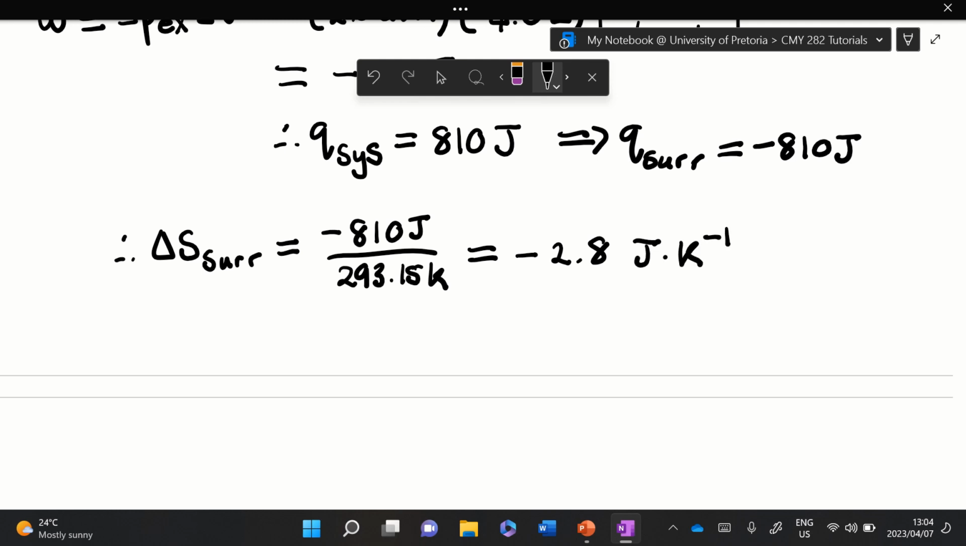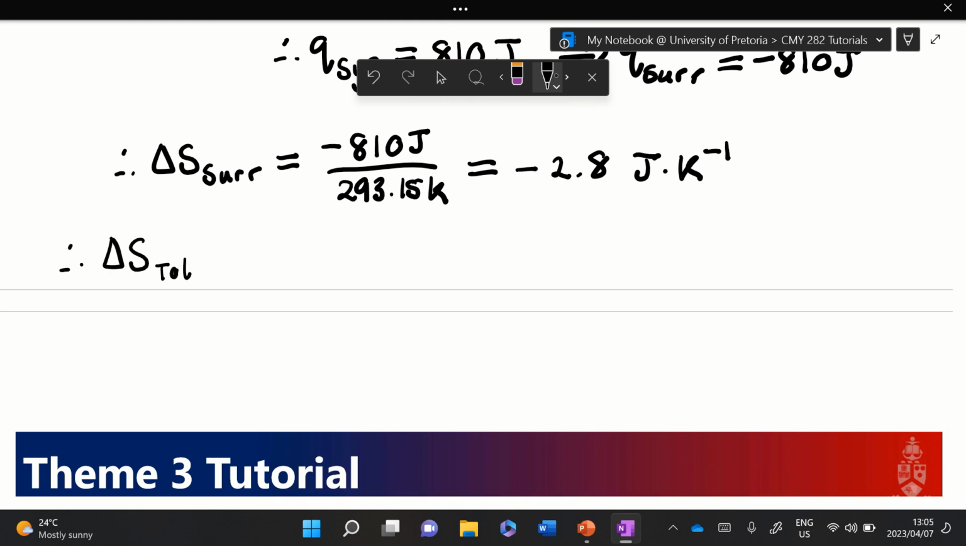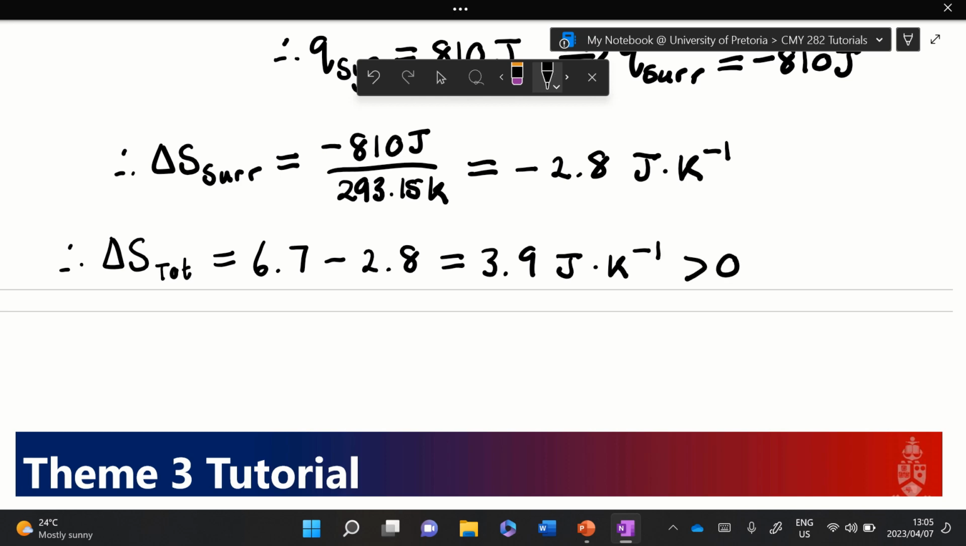Right. So then in the end, we can have our total entropy, which is equal to that 6.7 that we had for the system, 6.7 minus the 2.8 we have here, which is equal to 3.9 joule per Kelvin. And that's of course larger than 0, so that means the process is spontaneous.